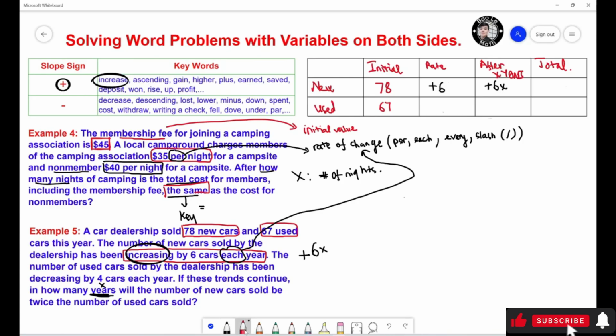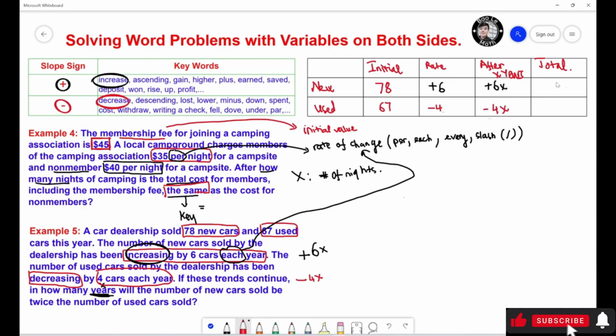It's very simple. Now, the number of used cars sold by the dealership has been decreasing. So I know the keyword decrease right here tells me that this is a negative rate of change. So it should be negative. Negative what? 4 cars each year right here. So it should be negative 4 times S. So the rate right here should be negative 4. After S years, it should be negative 4S.